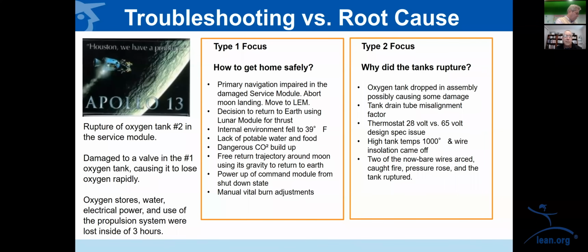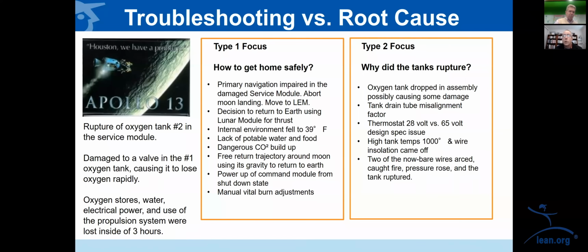In fact, in the phrase in the movie, and I forget the character in real life, but, sir, I believe this is going to be our finest hour at NASA. And they did. They got the astronauts home safely. Great movie, very heroic. It's what I call a type 1 troubleshooting focus.